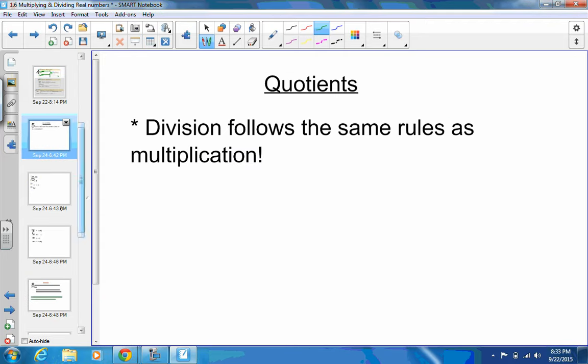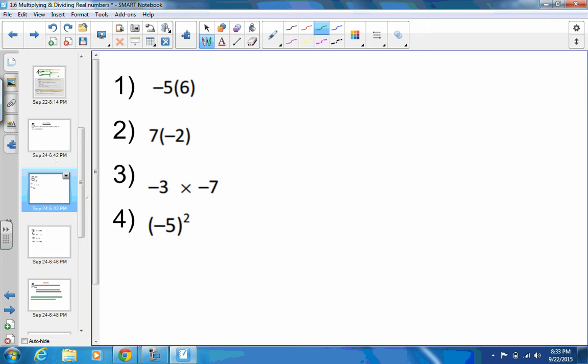So, we'll get to that in a sec. Let's do a couple examples. Number 1, what do you think? Positive or negative answer? Hopefully you know right away this is going to be a negative answer because we have one of each. And then 5 times 6 is 30, so it's -30.